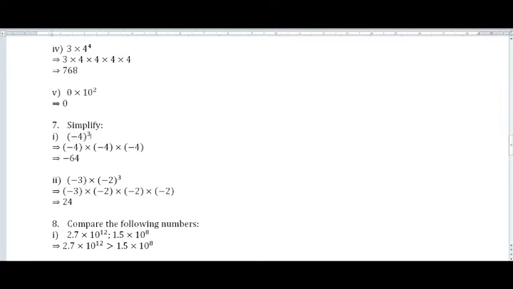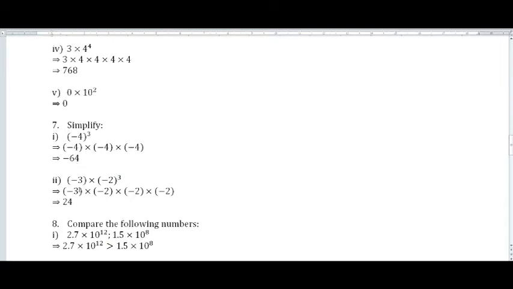the exponential value is an odd number, the answer will always be negative. See here, minus 4 to the power 3 is minus 4 into minus 4 into minus 4. Firstly, you have to multiply the sign. Minus into minus is plus, plus into minus is minus. So we will write minus first of all. And 4 fours are 16, 16 fours are 64. So the answer will be minus 64.